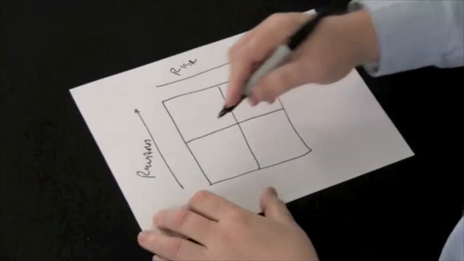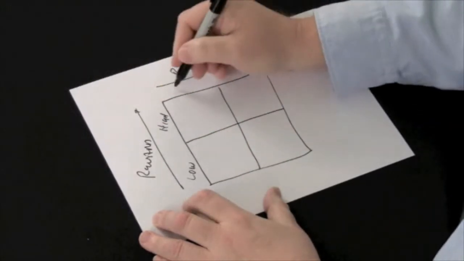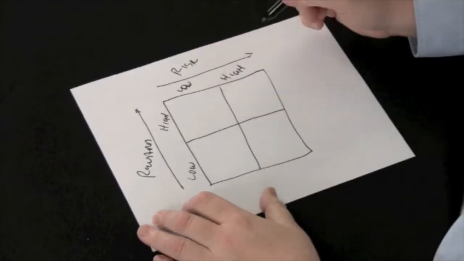So we're going to have high risk and low risk. We're going to have high reward and low reward. So we add those on here: low reward, high reward, and low risk and high risk. So now let's fill in the box with what investments are typically available in these boxes.